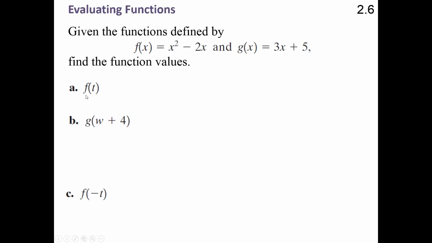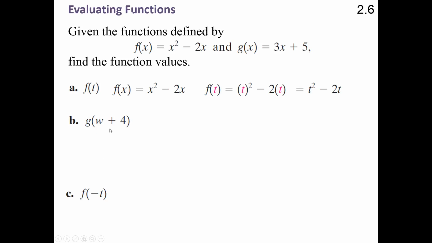Okay, so in the first case, we just want f of t. So for f of t, instead of x being in this location, it will be t. But what does this function do? Whatever is here gets squared, and then from that we'll subtract 2 times whatever was in that location. So in particular, if t is in this location, f of t is going to be t squared minus 2 times t, which is t squared minus 2t.